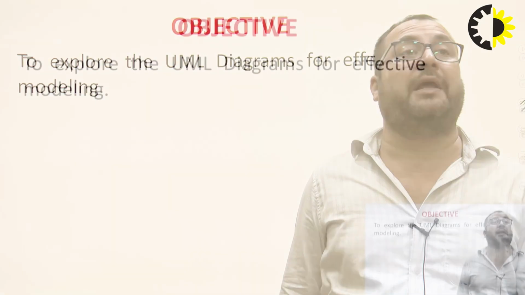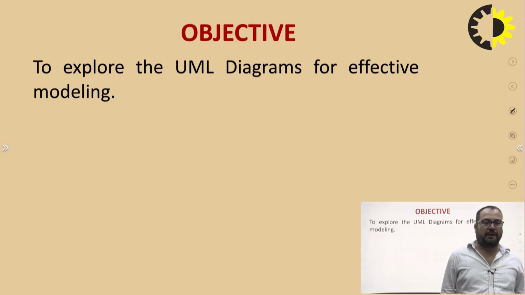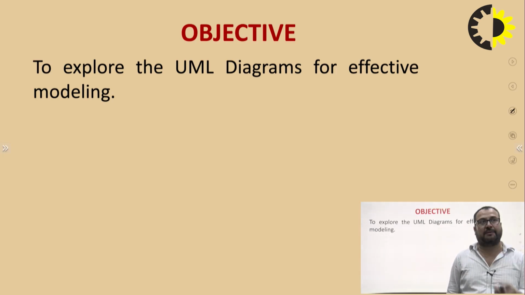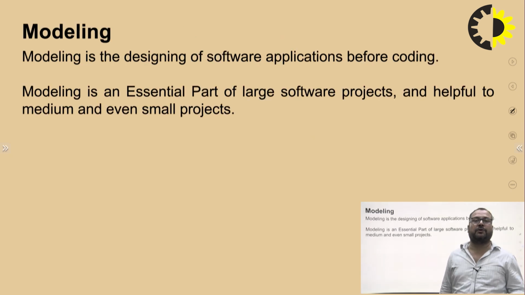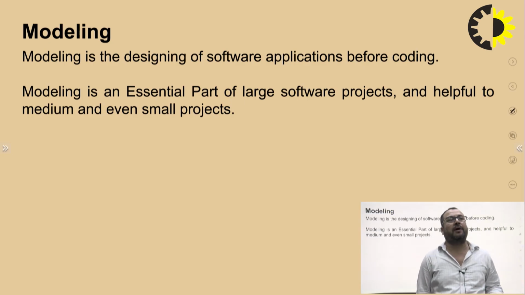Here we will explore the UML diagrams for effective modeling, which is done before the coding of a software system. So, what is modeling, and why do we model? What is the definition of modeling? Modeling is basically designing a software application before coding.